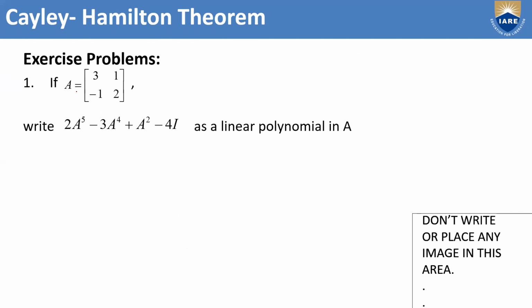Yes, ma'am. So if A equal to, here also we have a 2 by 2 matrix. So that is A equal to [3, 1; minus 1, 2]. Write 2A power 5 minus 3A power 4 plus A square minus 4I as a linear polynomial in A. So what is linear? Order should be 1.